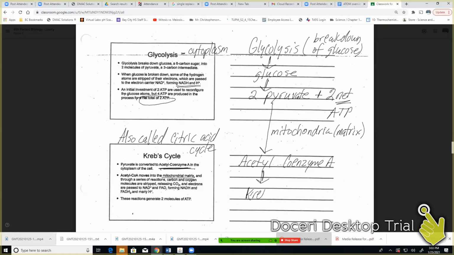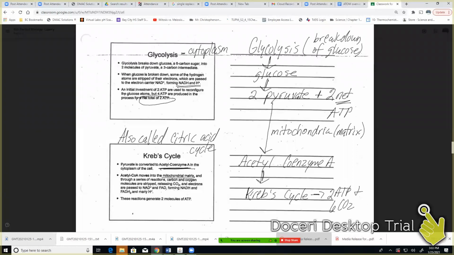And that'll move through the Krebs cycle to produce 2 ATP and 6 CO2. So that's the second part of it.